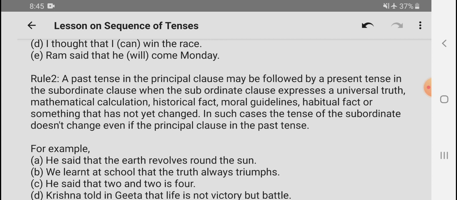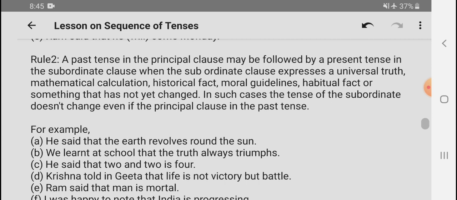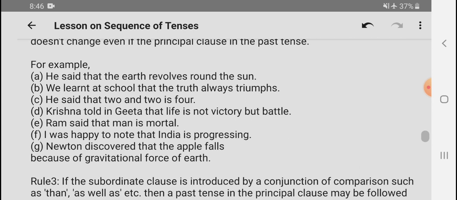If your subordinate clause expresses any of these, then even if your principal clause is in past tense, the subordinate clause's tense will not change, and the subordinate clause will take simple present tense, only if they express any of these, from universal truth to something that hasn't changed yet. Let's look at examples so that we can understand it better. We have 7 examples here.